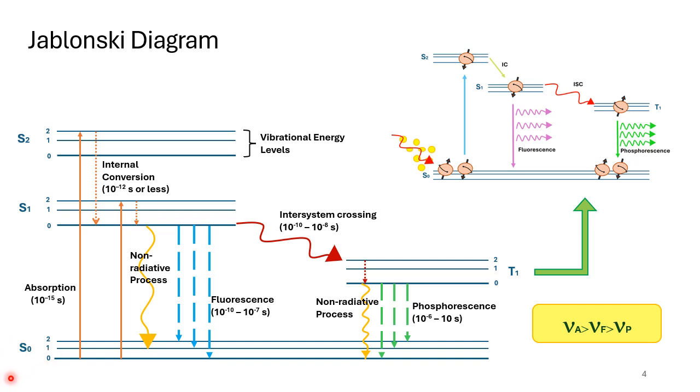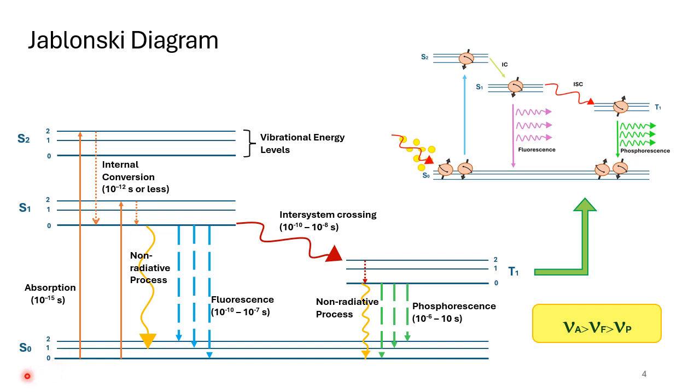S0 is the singlet ground state and S1 and S2 are the singlet excited states assigned as per their energy levels. Here T1 is the triplet excited state. Now these energy states are further divided into the vibrational energy levels, defined here as 0, 1 and 2.